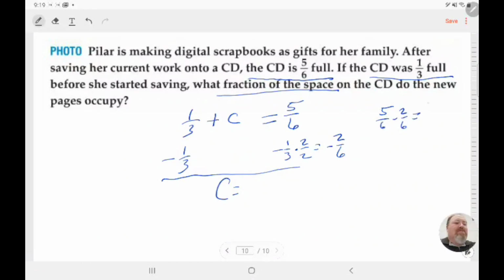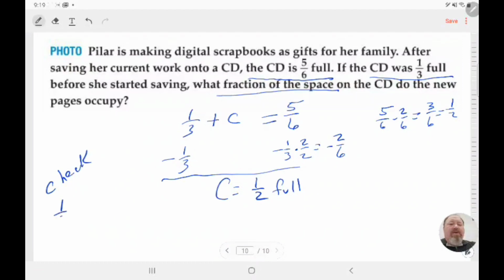5 minus 2 is 3. 3 over 6 is 3/6, which I could simplify down to 1/2. So C equals 1/2. So 1/2 full. Now we want to check that, right?